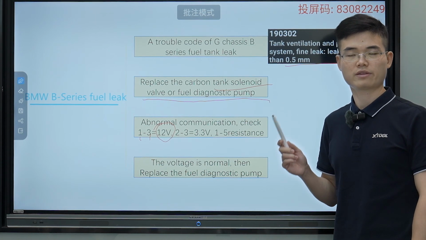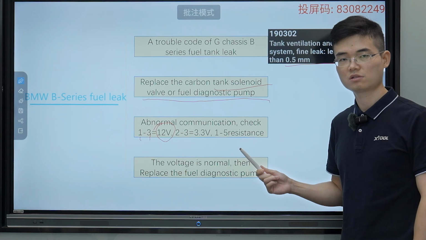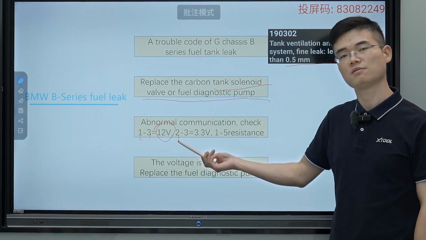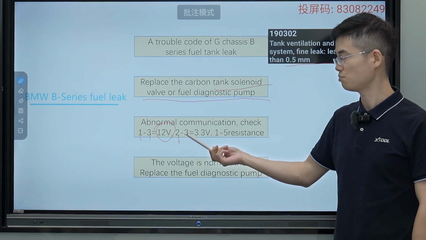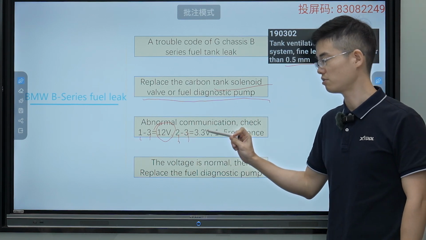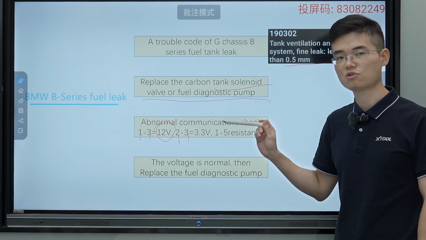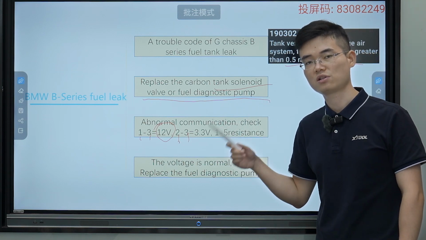Then we need to check the computer signal voltage. This is tested by checking the voltage between pin 2 and pin 3. The voltage should be around 3.3 volts. If not, there must be something wrong with the computer signal line.